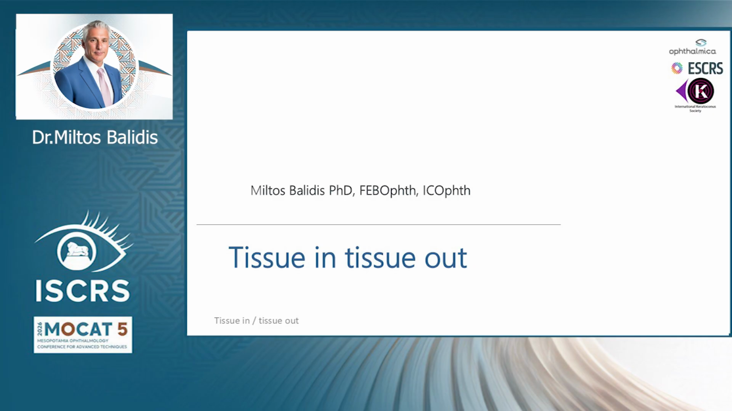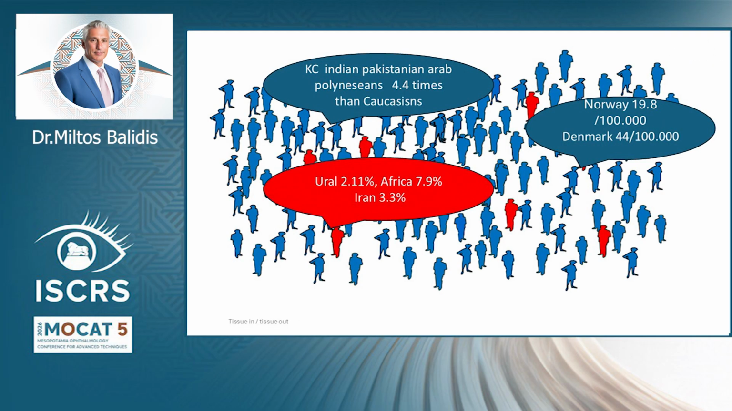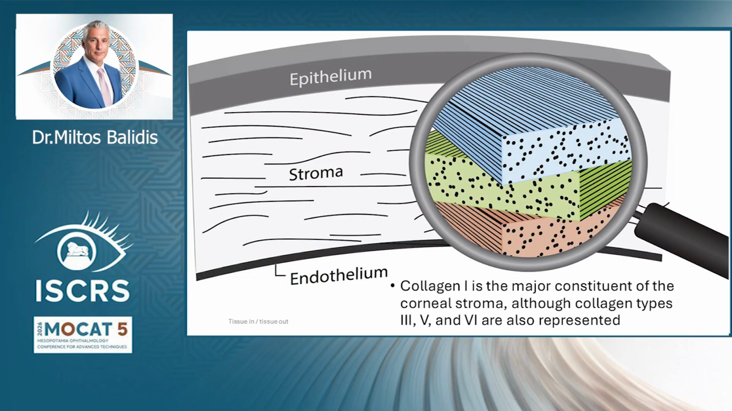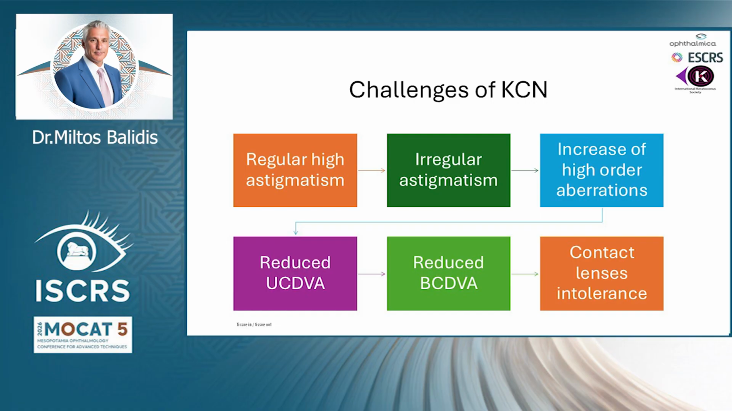I will just try to summarize all the things that we can use in keratoconus and we can put in the cornea in order to improve different aspects of keratoconus. Just remember that keratoconus is more of a problem here, and also in South America, not so much in Northern Europe. That's why when we try to interpret papers, we have to think of where these patients are coming from. And the challenges for keratoconus mainly are, in the beginning, the high astigmatism, irregular astigmatism, and of course the reduction of uncorrected and best corrected distance visual acuity.